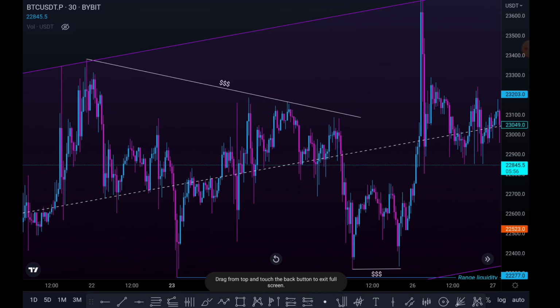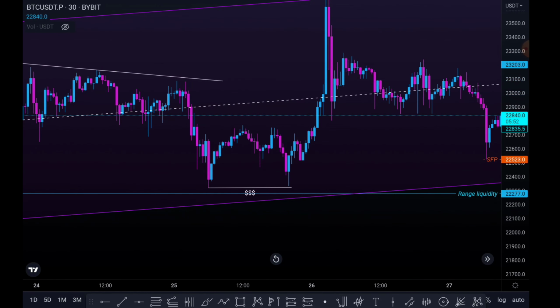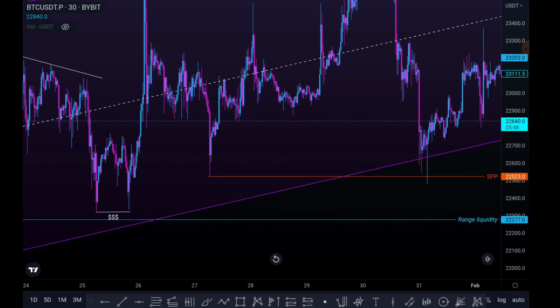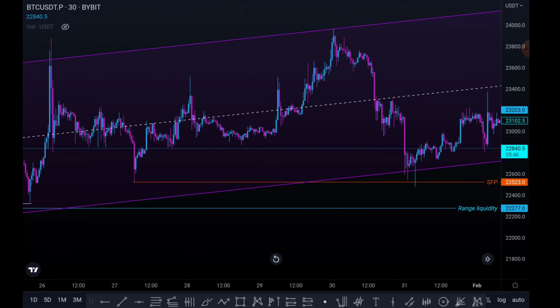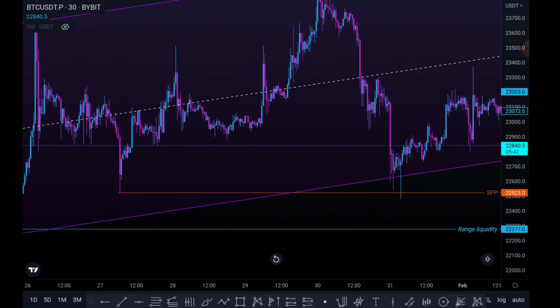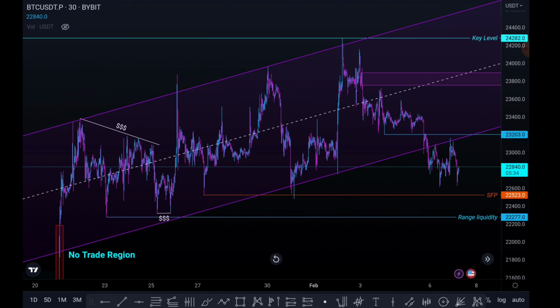So originally we took out this trend line liquidity, and then we left some equal lows that have not been cleared yet. Then we started to range, and then we took out this. Then we had a swing failure of this low, and I will tell you the trades that I took. I took around 4 to 5 in this whole range.